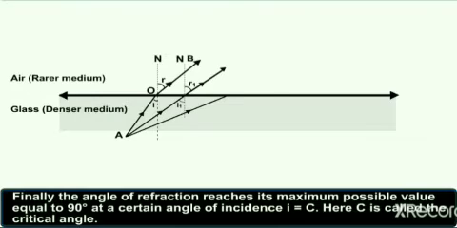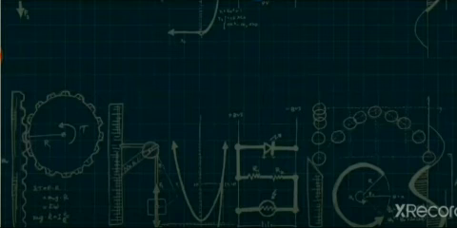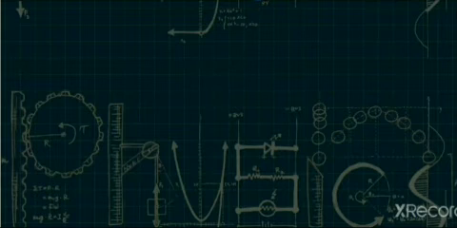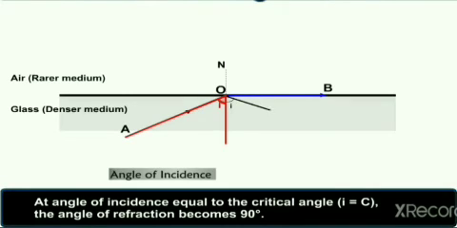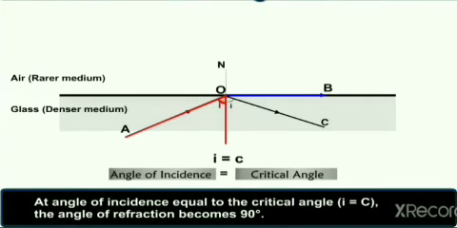Finally, the angle of refraction reaches its maximum possible value equal to 90 degrees at a certain angle of incidence, i is equal to C. Here, C is called the critical angle. Second, when the angle of incidence is equal to the critical angle, i is equal to C, the angle of refraction becomes 90 degrees, as shown in figure.